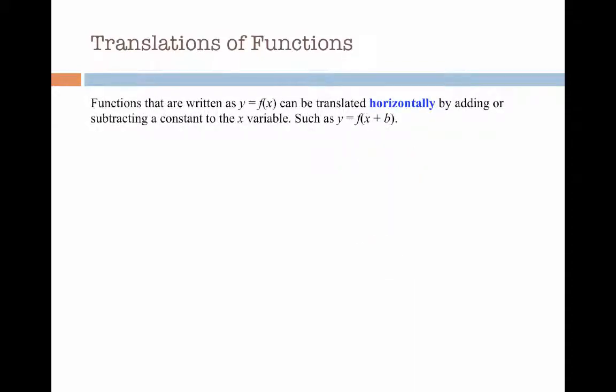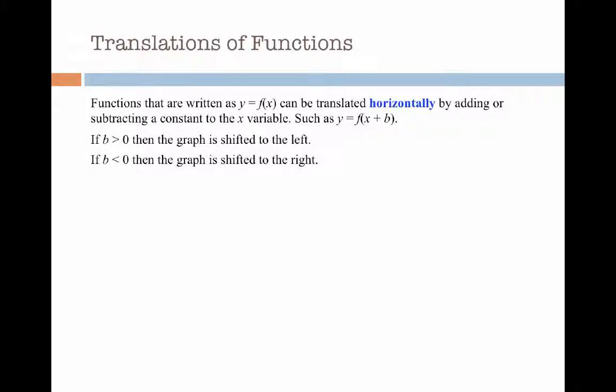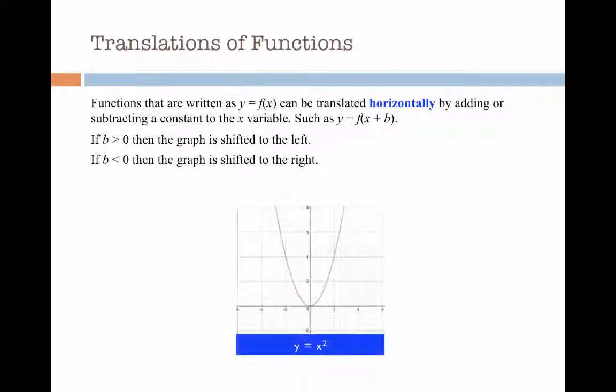Well, functions that are written as y equals f of x can be translated horizontally by adding or subtracting a constant to the x variable, such as y equals f of x plus b. Now if b is positive, then the graph will shift to the left. If b is negative, then the graph is shifted to the right. Let's take a look at an example.